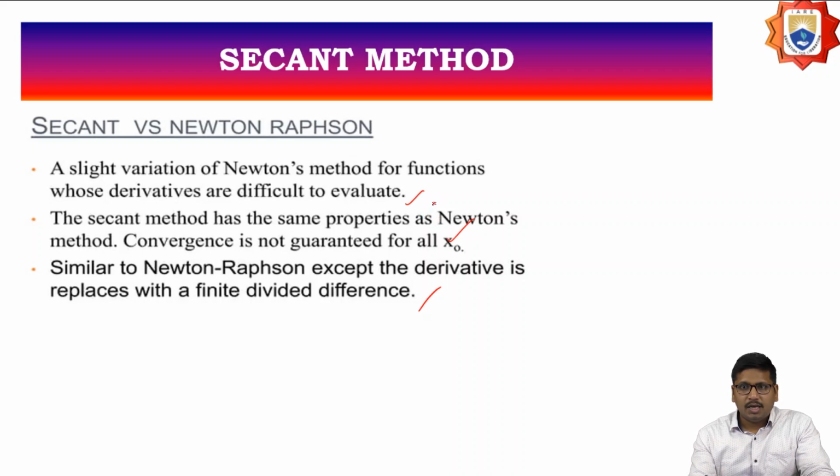The secant method has some properties of the Newton-Raphson method, where convergence is not guaranteed for all cases. It is also similar to Newton-Raphson, except the derivative is replaced with a finite difference.